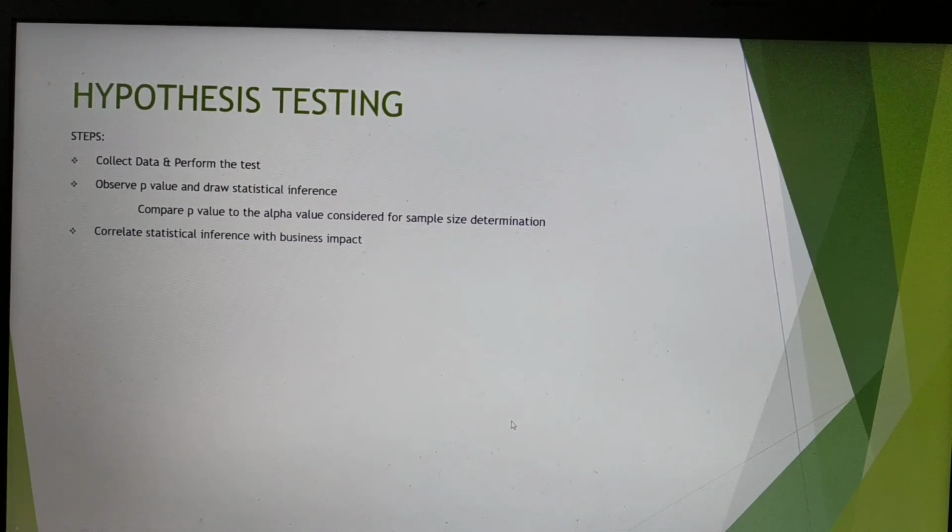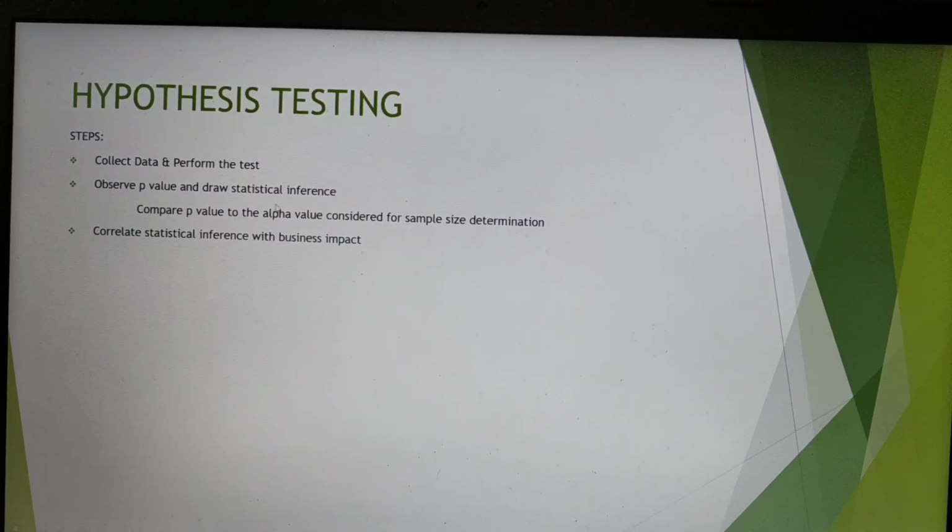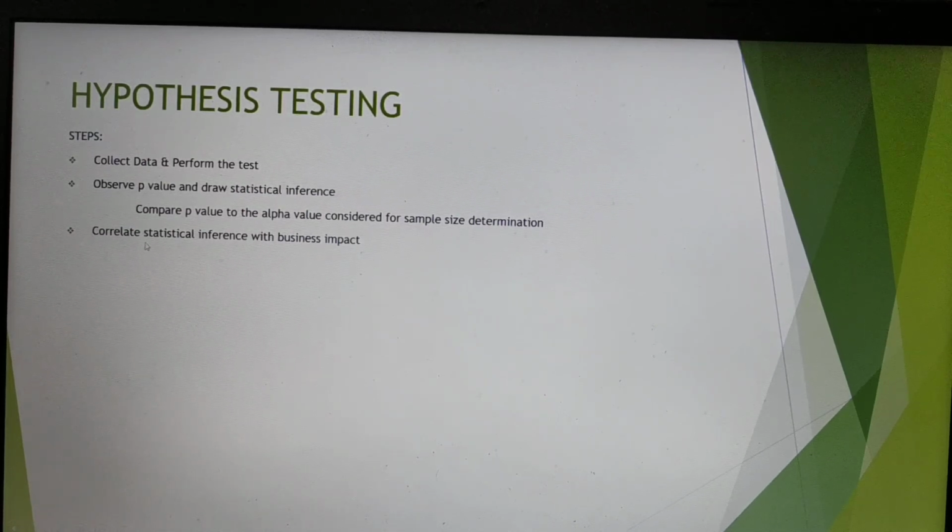So we have completed most of the steps. Now the steps that are remaining are collect data and perform the test, observe p-value and draw statistical inference, compare p-value to the alpha value considered for sample size determination, and correlate statistical inference with business impact. So let's see.